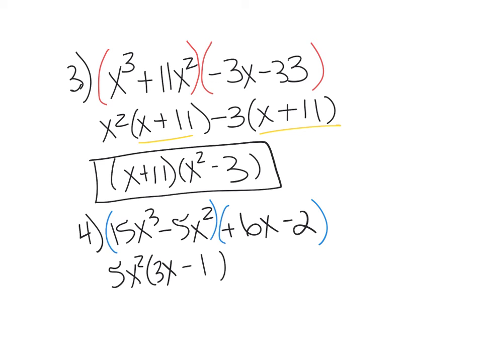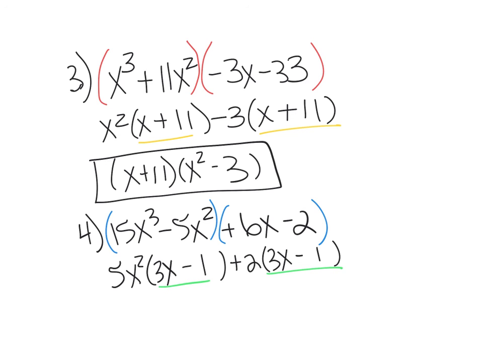Well, let's look at the second two terms. 6x minus 2 are both divisible by 2, so I'm going to pull out a positive 2. Well, 2 times what will get us 6x? That is 3x. 2 times what will get me a negative 2? That is a negative 1. And ding, ding, ding.